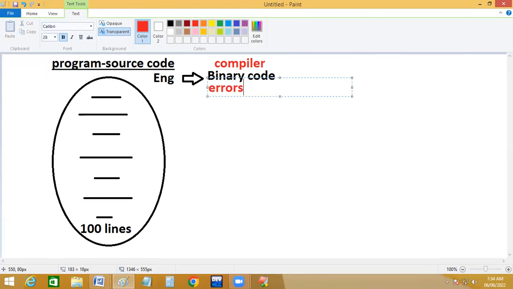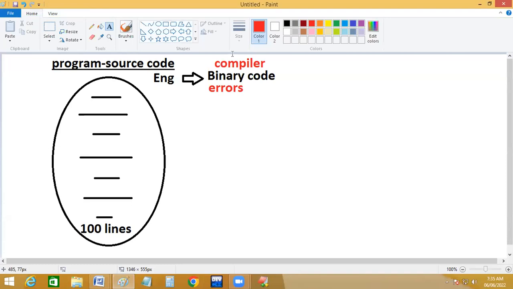One is nothing but converting our English code to binary code, and the second one is called error checking. Now, error means programming mistakes. Programming mistakes are called errors. And this happens when it is completed, that means at the time of compilation.